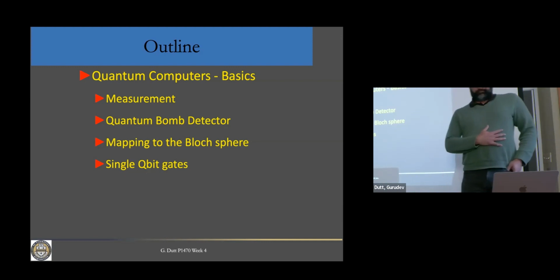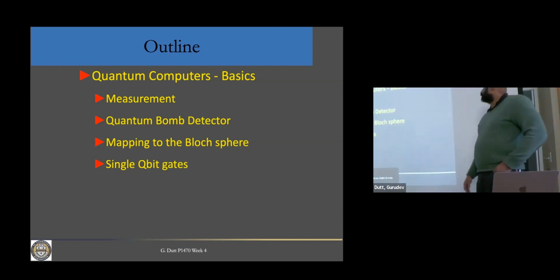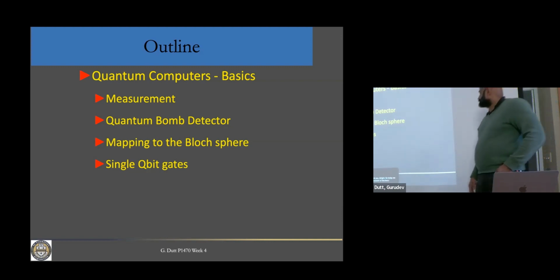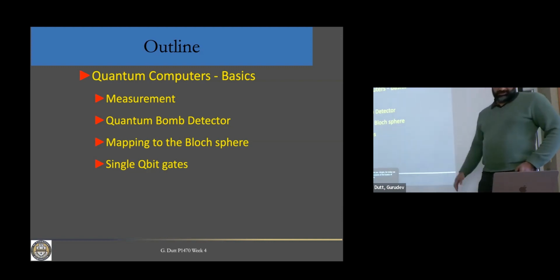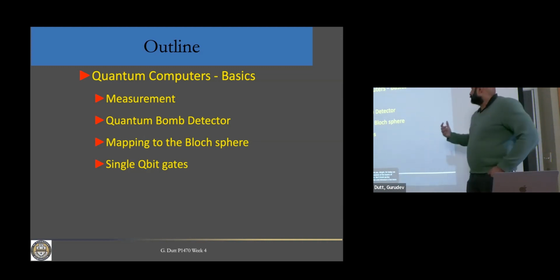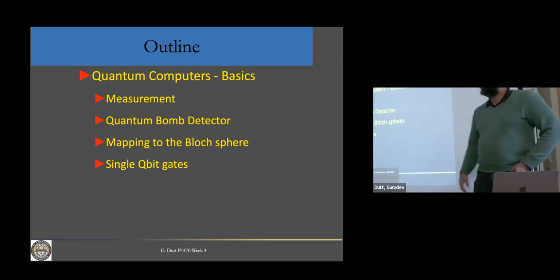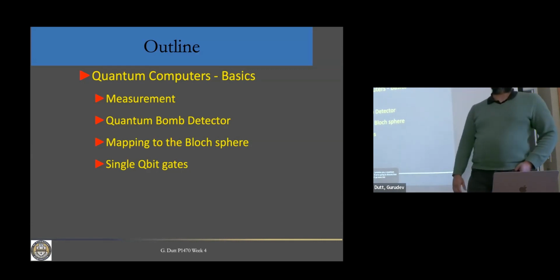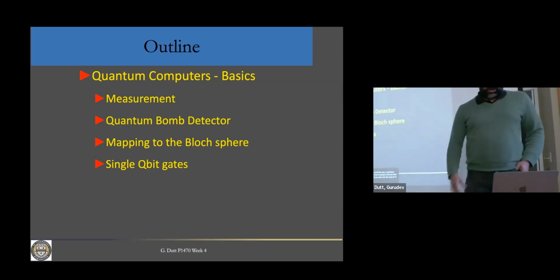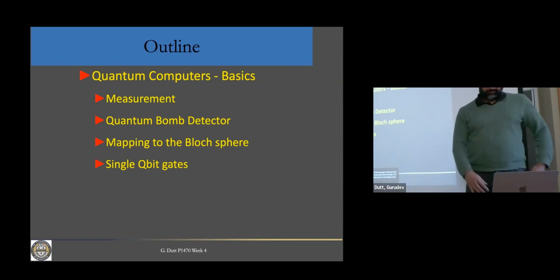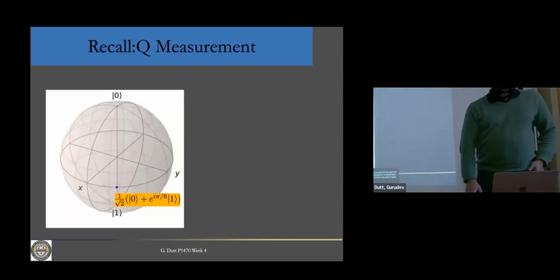All right. So today we will continue our discussion of the basics of quantum computers. We'll finish up the measurement section, and in particular, I promised you a quantum bomb detector, so we're going to discuss that today. And then we'll go more into the math of quantum states and mapping to the Bloch sphere and introduce, I don't know if we'll get to it today, maybe single qubit gates.